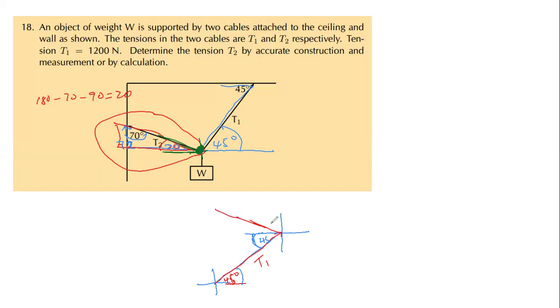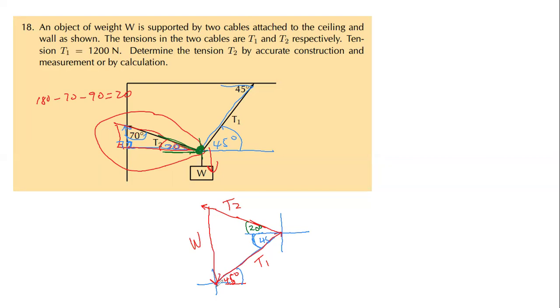Why is it not right? Okay, but what is the angle here? This is T2. What is the angle here? It's 20 degrees. Remember, this is 45, this is 20, so the total will be 45 plus 20. Then the last one is going to be the weight. Remember, the weight is going down, so I'm going to start from here. It's going straight down. So this is the weight.